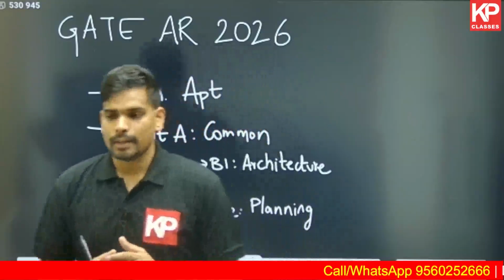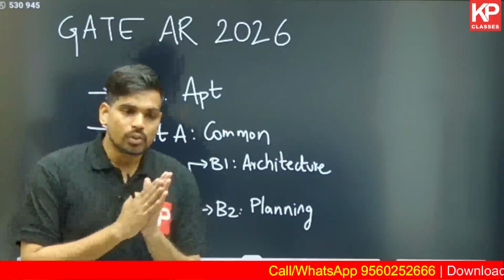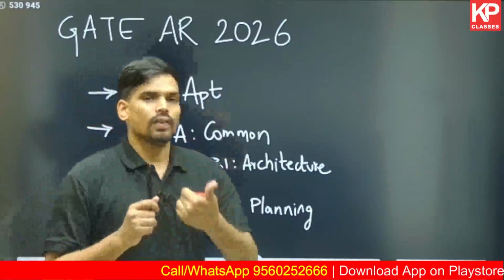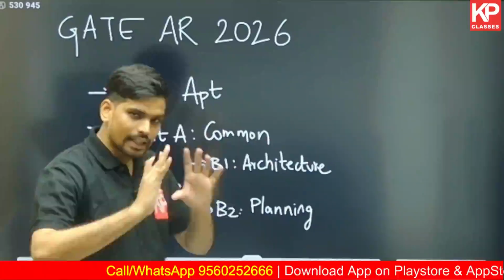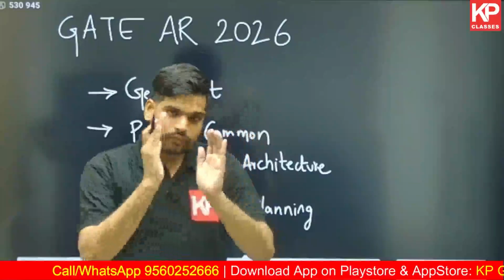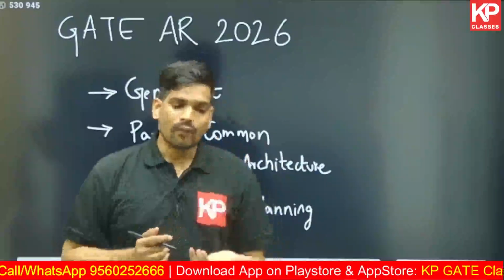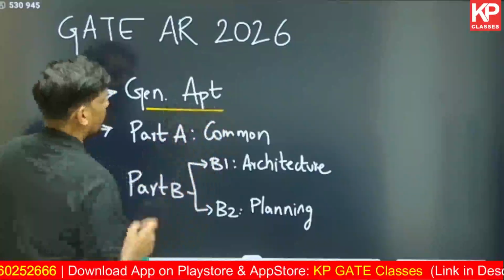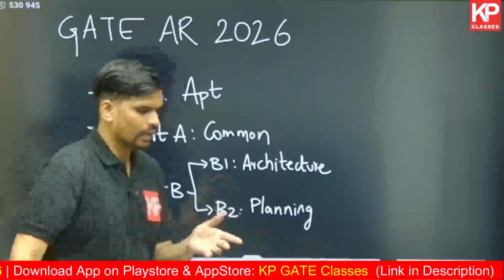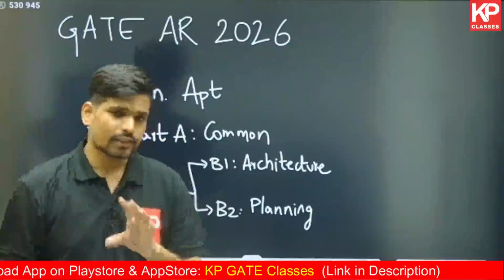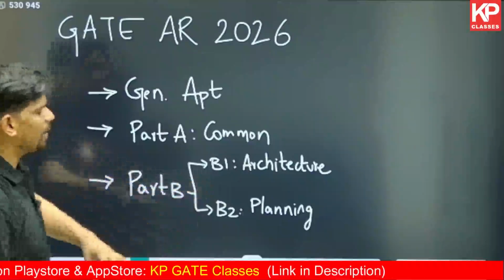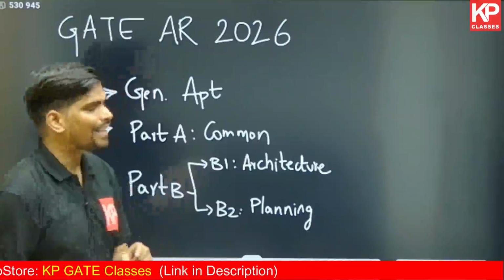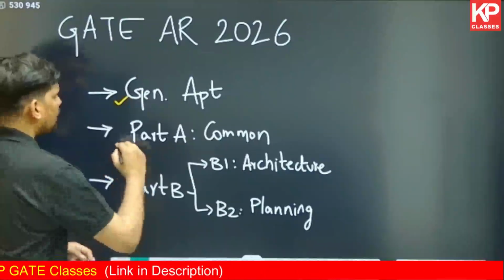The exam paper is mainly divided into 4 parts, of which you'll need to attempt any 3 parts. Let me not confuse you. In the GATE Architecture and Planning examination, you will have 4 sections, and of these 4 sections you will need to attempt 3. First, general aptitude. The selection is basically between architecture and planning; you have that selection in B1 and B2. Other than that, everyone who is attempting the GATE Architecture paper has to attempt the general aptitude and the common part.